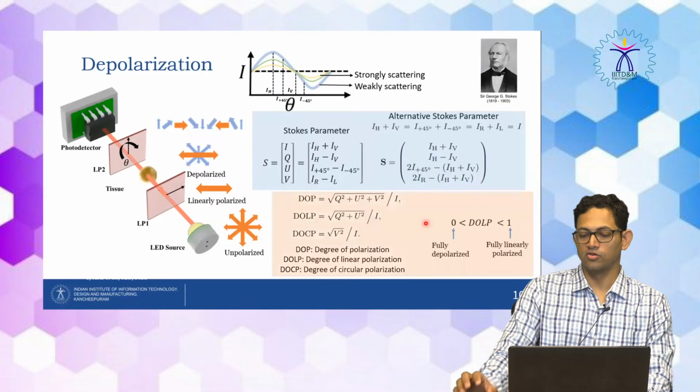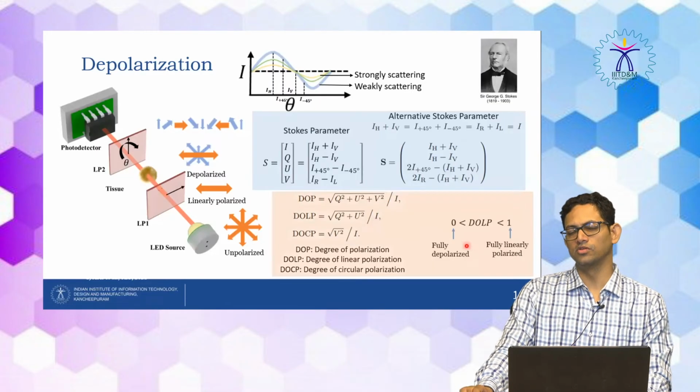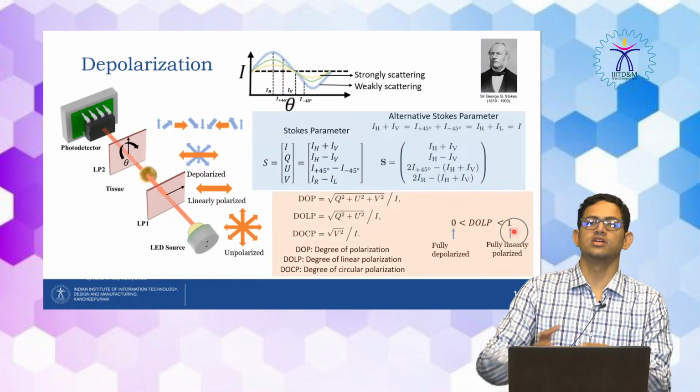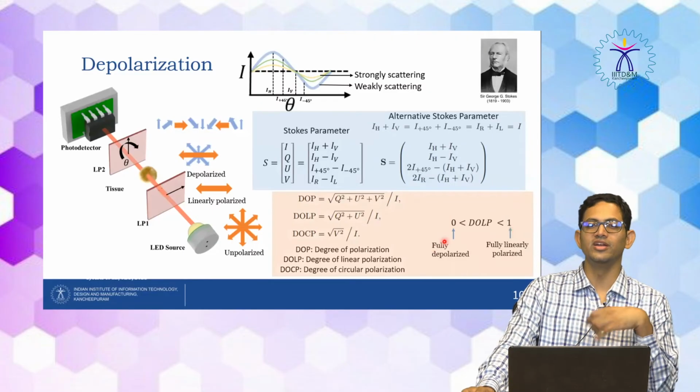You can see that the degree of polarization would always be between 0 and 1. 1 means that it is fully polarized, and 0 means it is fully depolarized.